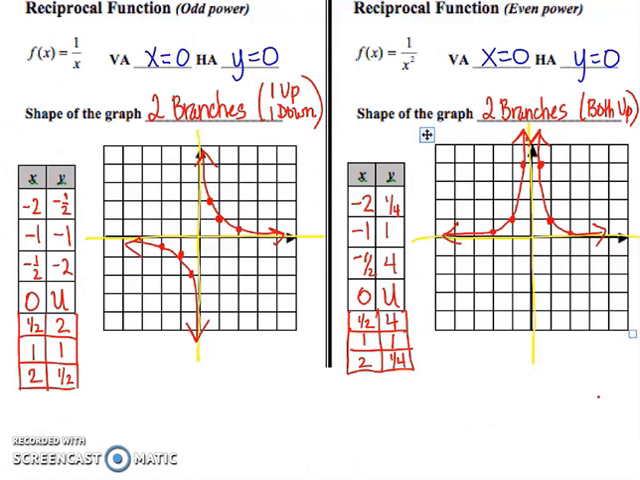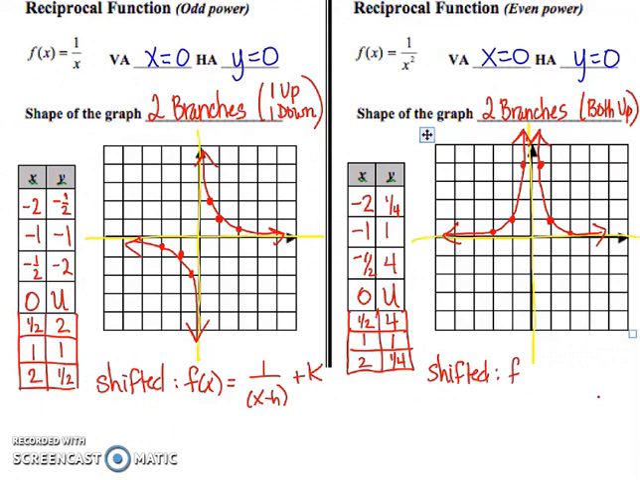Now, of course, with both of these, we can have shifted versions. So the shifted version of our odd-powered reciprocal function is going to look like f of x equals 1 over x minus h in the denominator plus k. And the shifted version of our even-powered reciprocal function is going to look like 1 over x minus h quantity squared plus k.